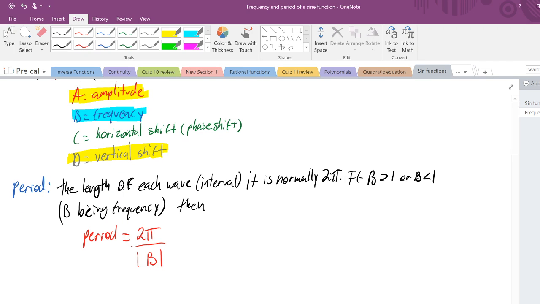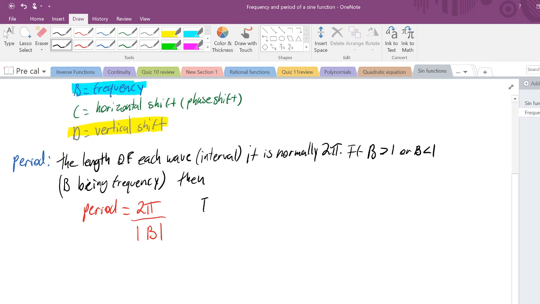Now, if b is greater than 1, the wave compresses or shortens. In other words, if the frequency is higher than 1, the wave is a lot shorter. So the higher the frequency, the shorter the waves.